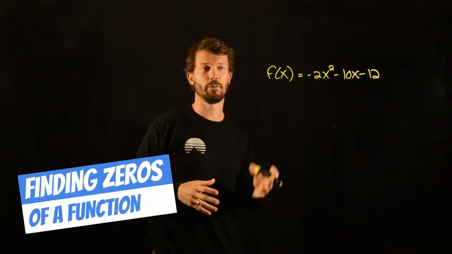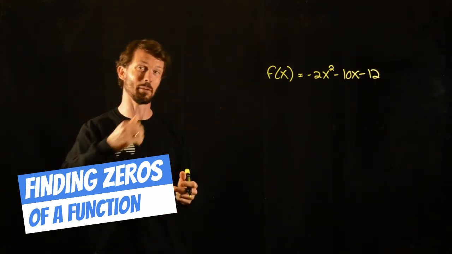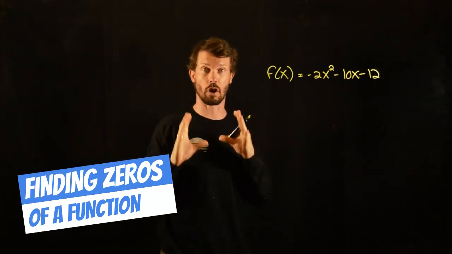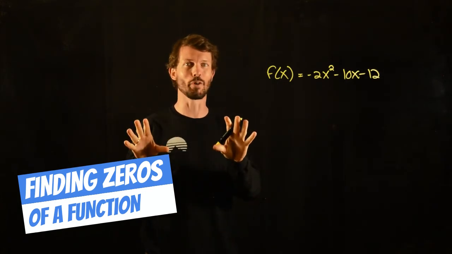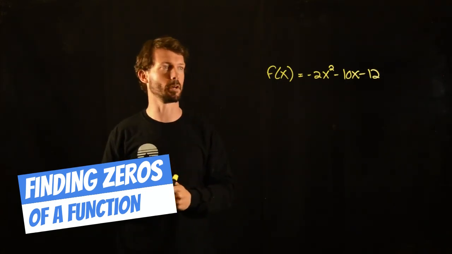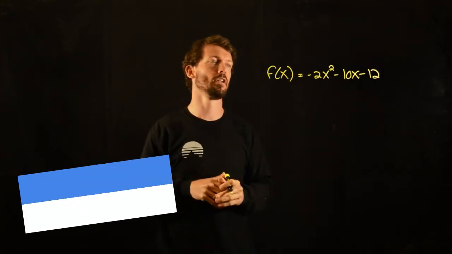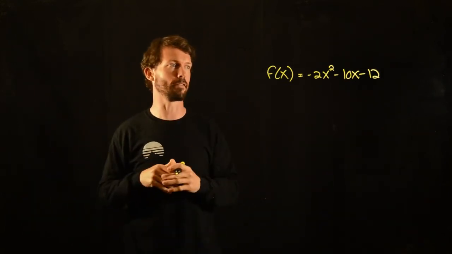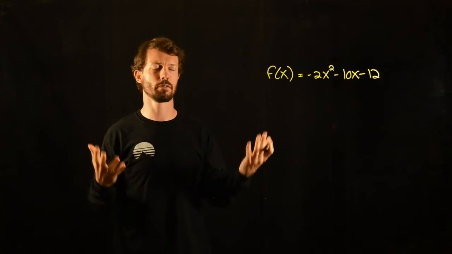Alright, so again, we're going to find the zeros of this function. Now the previous example was a lot easier because it was already in factored form, or intercept form, whatever terminology you want to use. I like to say factored form when we're actually solving, and I use intercept form when we're actually graphing. So this one is not in factored form, so what do we do?